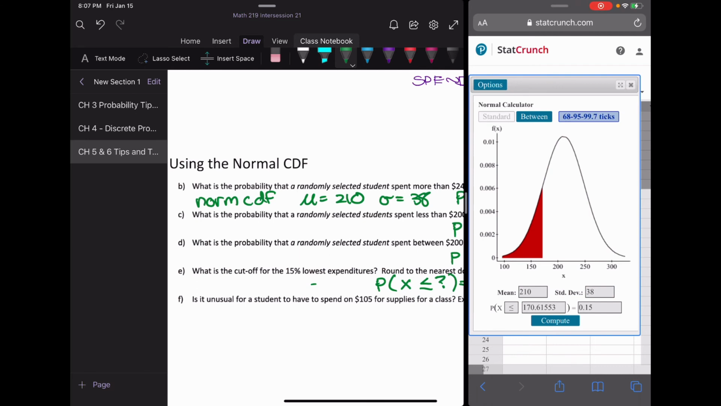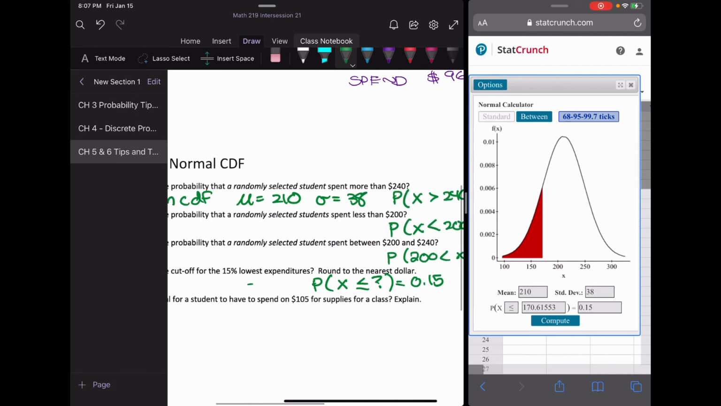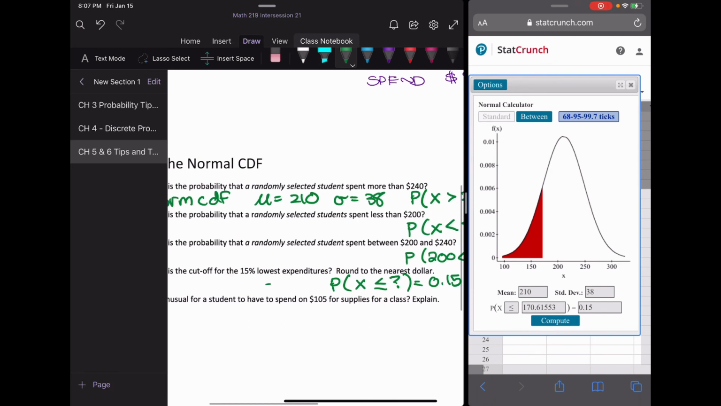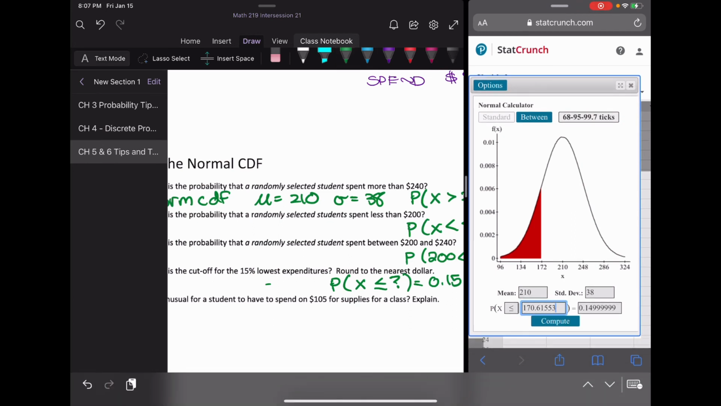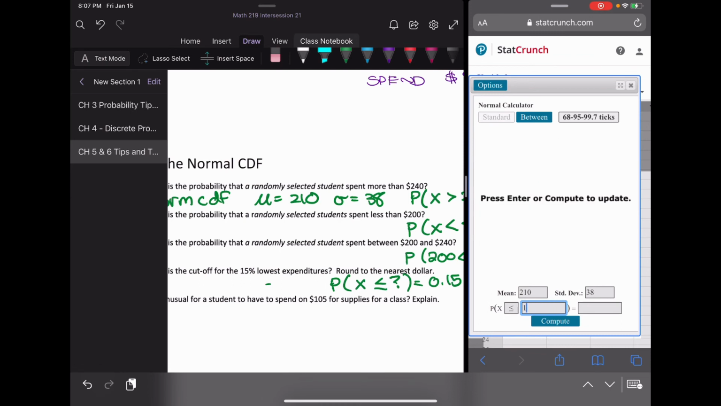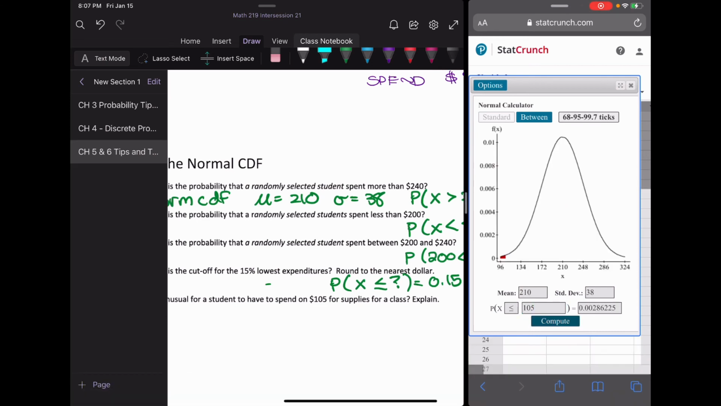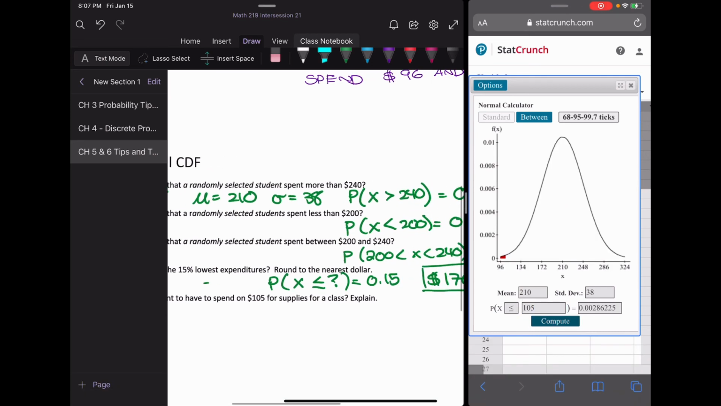Is it unusual for a student to have spent $105 on class supplies? So 105, we see, if we look at this right here, 105 would be outside 2 standard deviations. So 105 seems like it's a small amount. Is it unusually small? So I'm going to keep this as 105, and I hit compute, and I see that the probability is less than 5%.